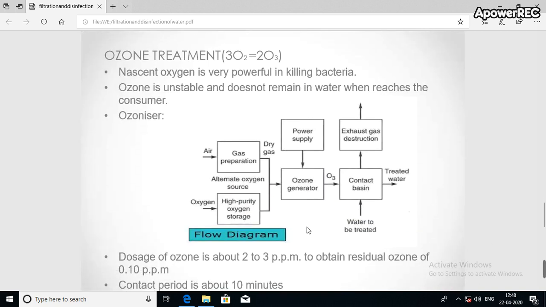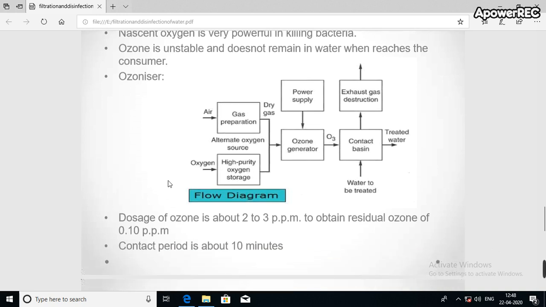Then there is ozone treatment. The ozone treatment flow diagram is shown. The air will be there, and with the help of the air, that means oxygen, ozone gas will be generated, and with the help of the ozone gas, in the contact basin, the water will be treated. The dosage will be 2 to 3 parts per million with a residual ozone of 0.1 ppm.